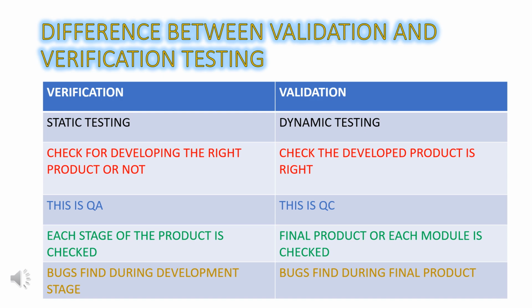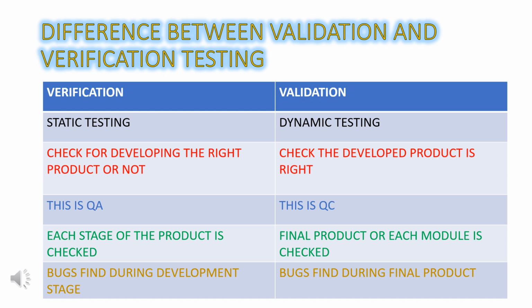The check for developing the right product or not is the main concept in verification, but in validation we check the developed product is right or not. So that is the main difference between both of them, and we can call verification a QA and validation a QC. So QA is happening at each stage and QC will happen at the end of the product or end of the module.